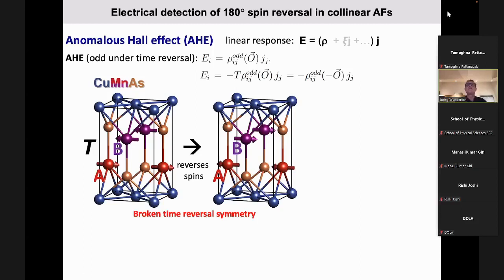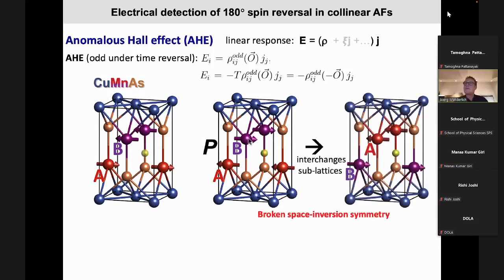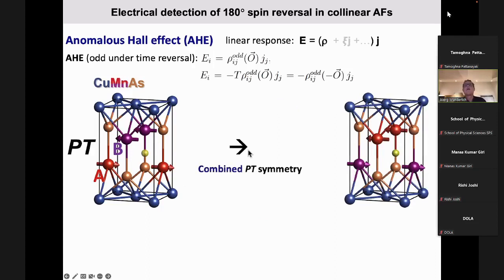But if you do another symmetry operation, in this case the inversion symmetry, if you look there, the inversion symmetry actually switches sublattice A to sublattice B back. This means your system, copper manganese arsenide, has actually a combined PT symmetry. So if you apply the time reversal symmetry operation and the parity symmetry operation, you are back in the original system. And because of this, if you think about your anomalous Hall effect, which is odd under time reversal, it should then obey the PT symmetry in this crystal.